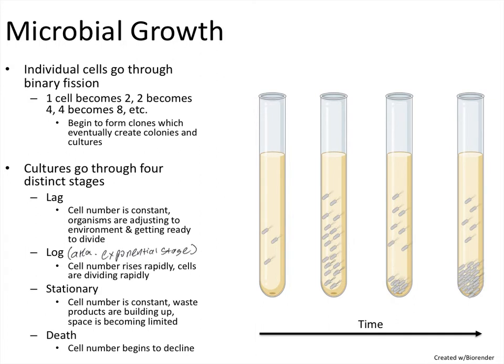And the reason it's called the exponential stage or the log phase is because, from a mathematical perspective, these cells are growing at an exponential rate. During this stage, the number of cells rises rapidly because binary fission is occurring very, very quickly, and the population is doubling every 10 minutes, 20 minutes, 30 minutes, etc. We'll talk a little bit more about what's called the doubling time of the population on the next couple of slides. But basically, after a given period of time, whether that is 10 minutes, 20, 30, 40, whatever it is, the population doubles.